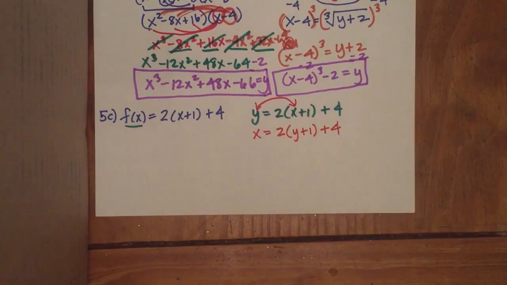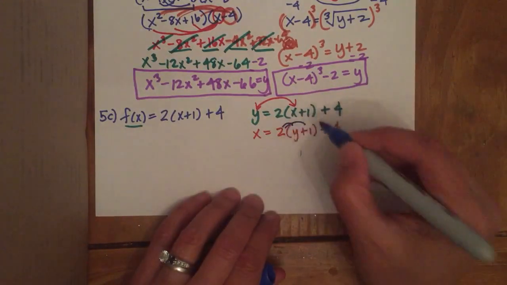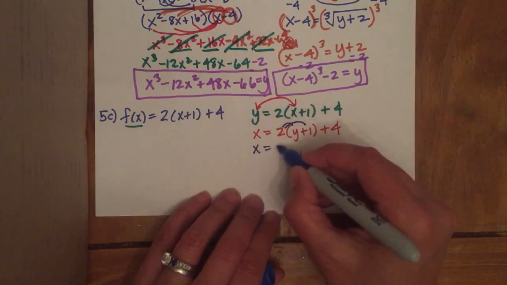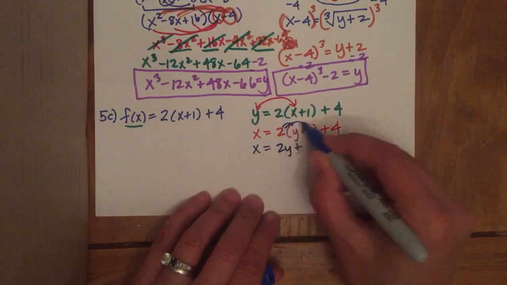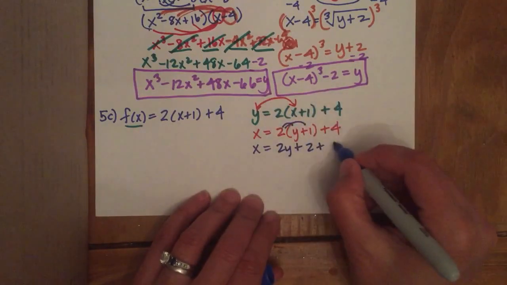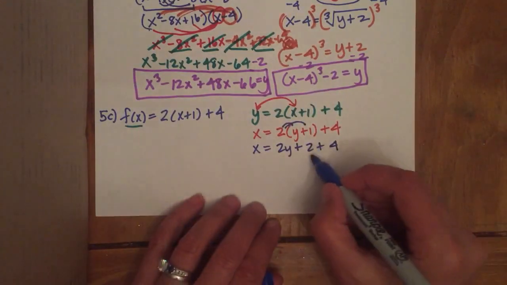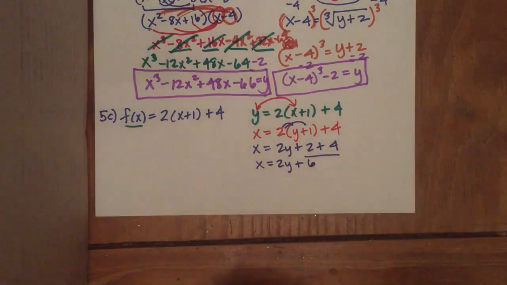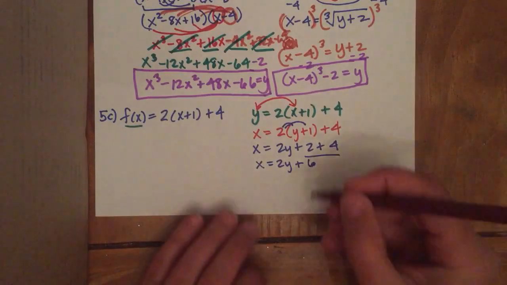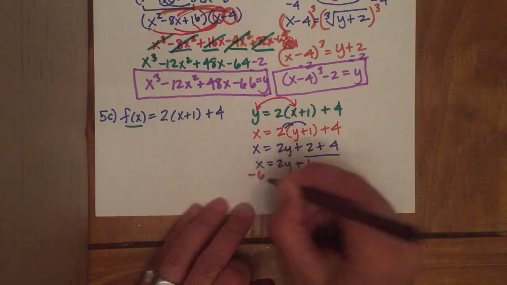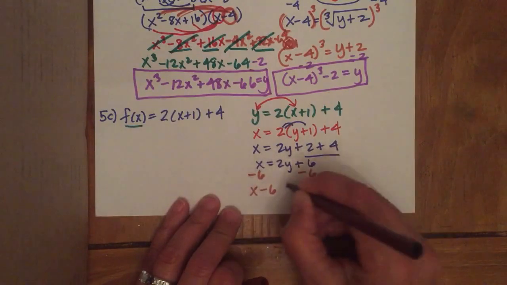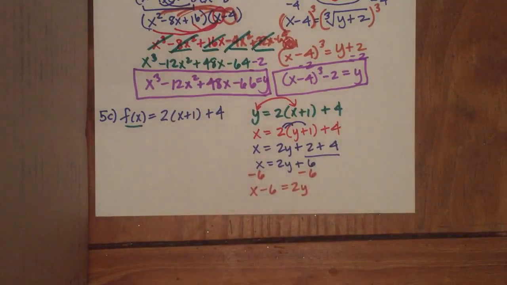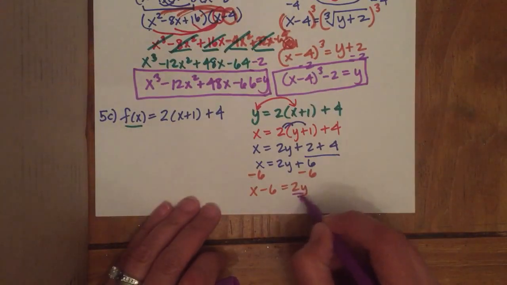And then it's just algebra from here. I'm going to distribute these out. So I have x equals 2y plus 2 plus 4. And I can combine the 2 and 4. So x equals 2y plus 6. So my next step, I'm going to have to move one of these over, and it's going to be the 6. So I'm going to subtract the 6, move it to this side. So I have x minus 6 equals 2y. And again, I want 1y, I don't want 2y, so I'm going to divide everything by 2.